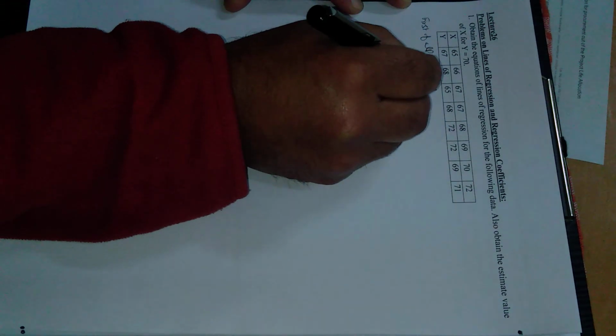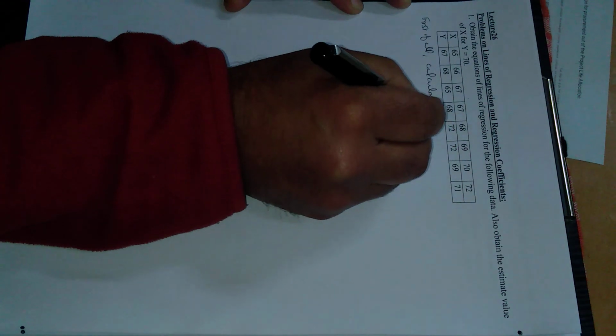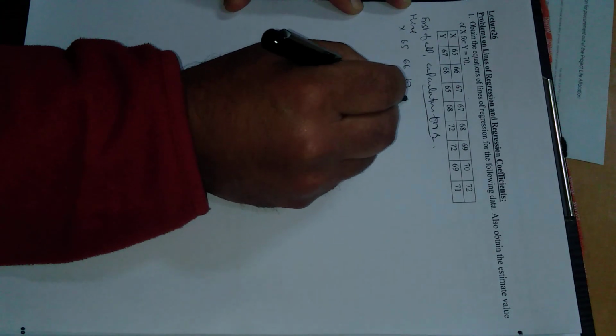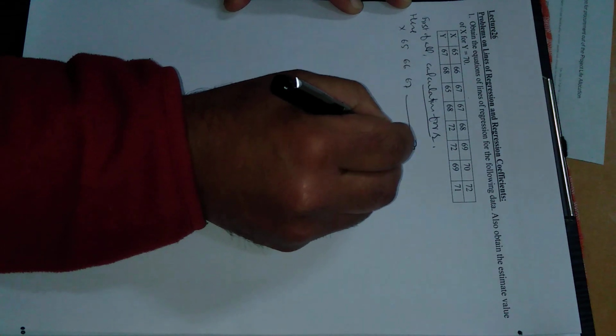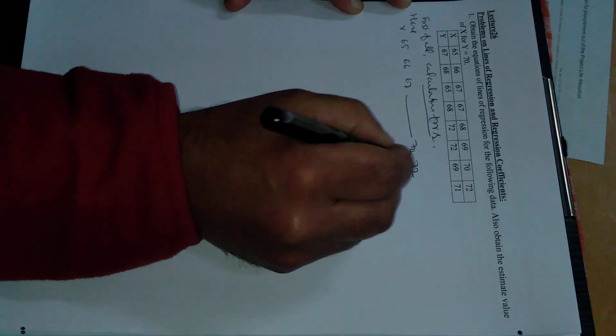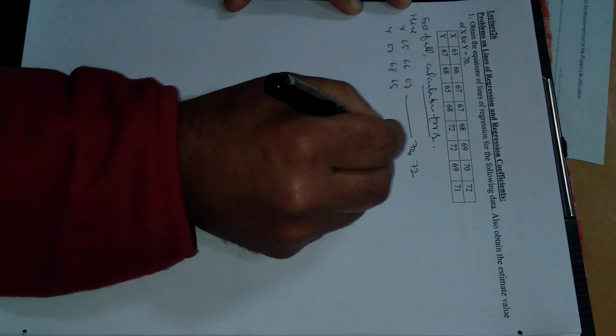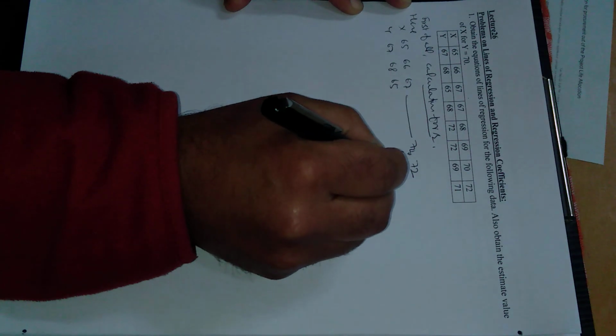Alright, so first of all, calculation for r. R means correlation coefficient. Here x values are 65, 66, 67, and so on, continuing in this way. The last value is 70, and the last is 72. Similarly, values of y are 67, 68, 65. Second last is 69. Last is 71.